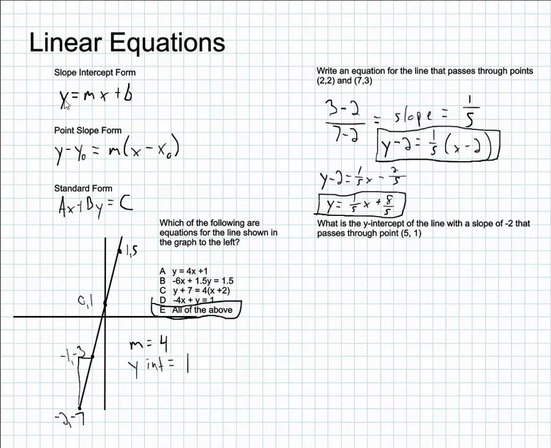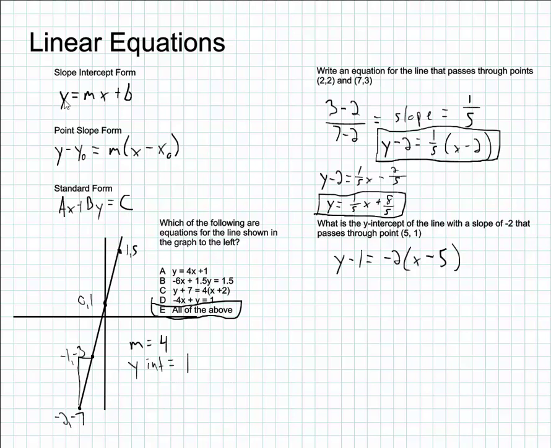Let's do the final question. What is the y-intercept of the line with a slope of negative 2 that passes through point 5, 1? So let's write this in point-slope form, because we are given a point and we are given the slope, so that seems to be the most logical way of approaching this. So y minus y observed, which is 1, equals m, which is negative 2, times x minus x observed, which is 5. And then we are going to solve for y, and then we will have that in slope-intercept form, and we can very easily then determine what the y-intercept is.